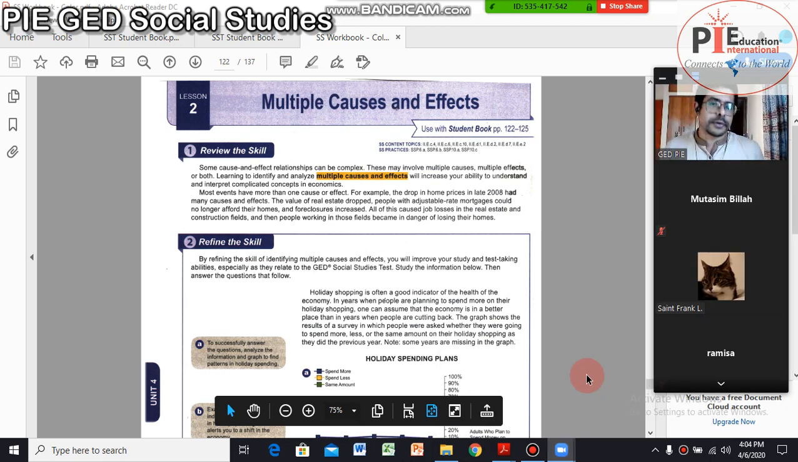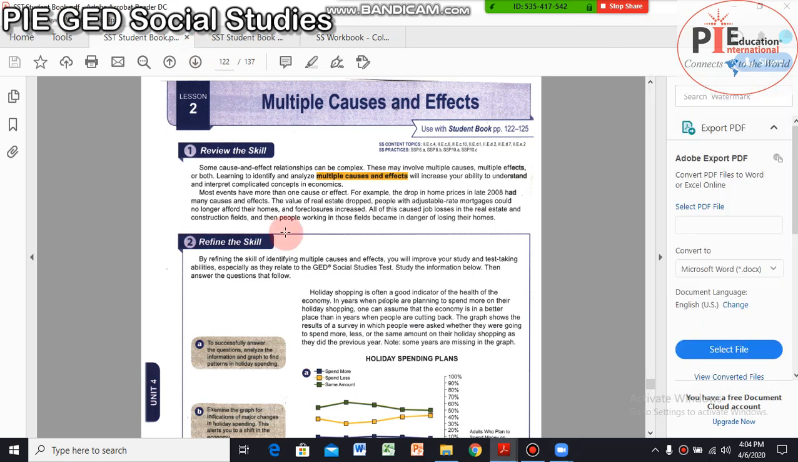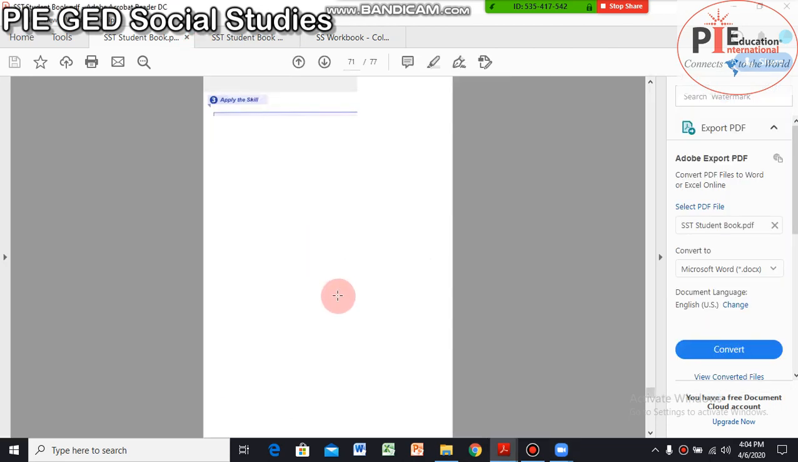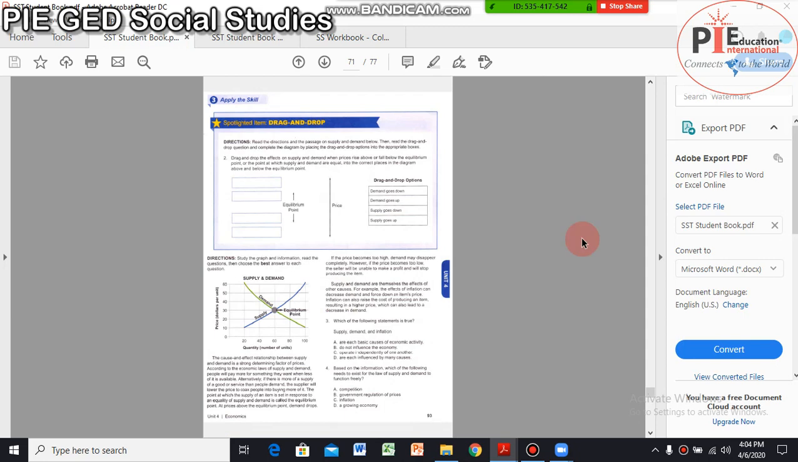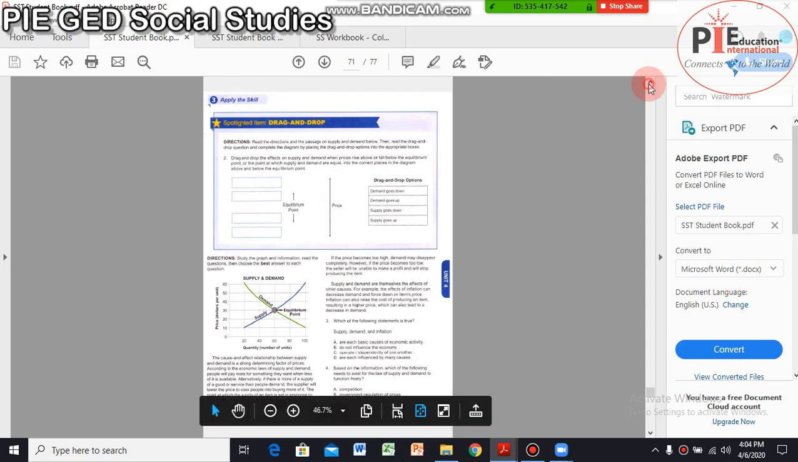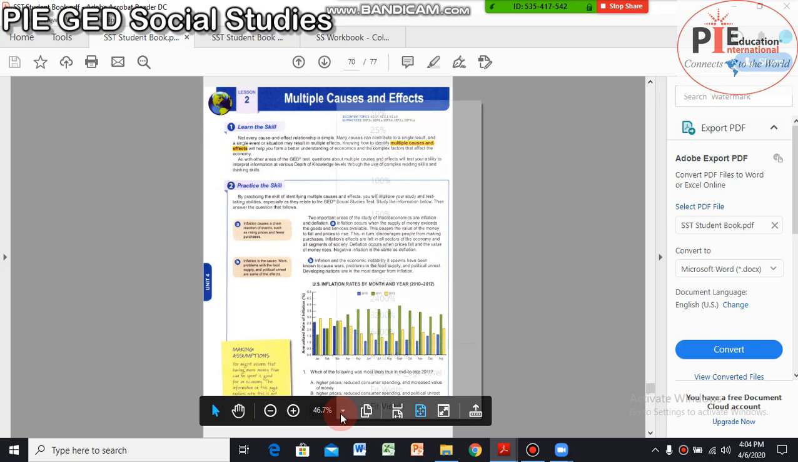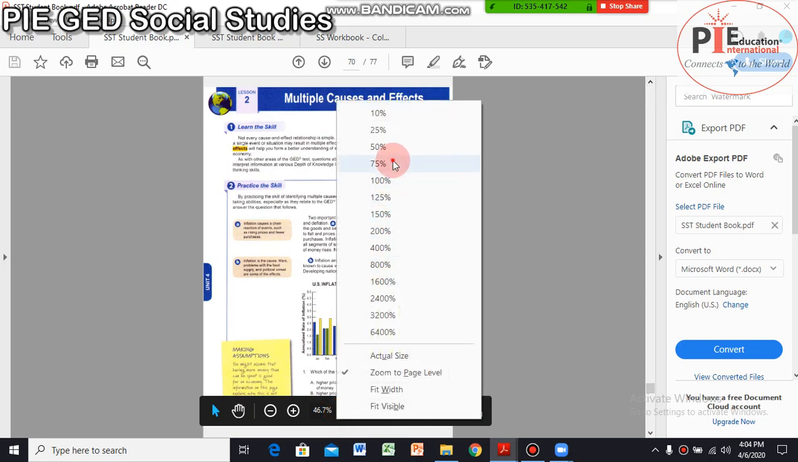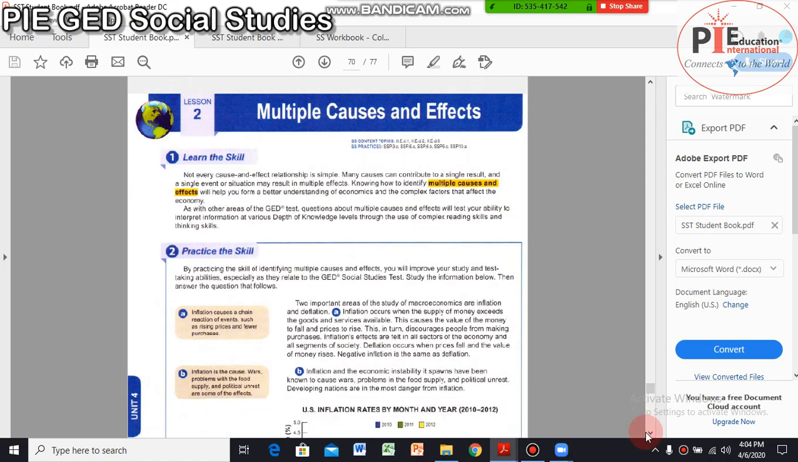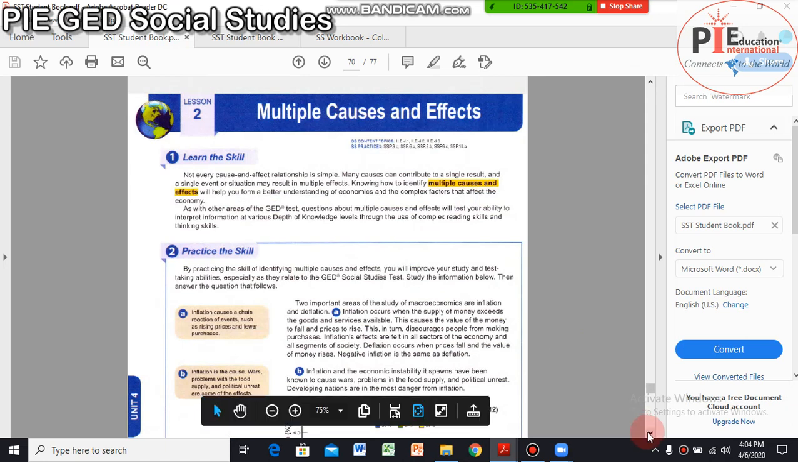Yes, Mahbub. Student book. Oh, sorry. True. I had too many tabs open, so yes. So this is the student book. Can everyone see the screen now? Okay.